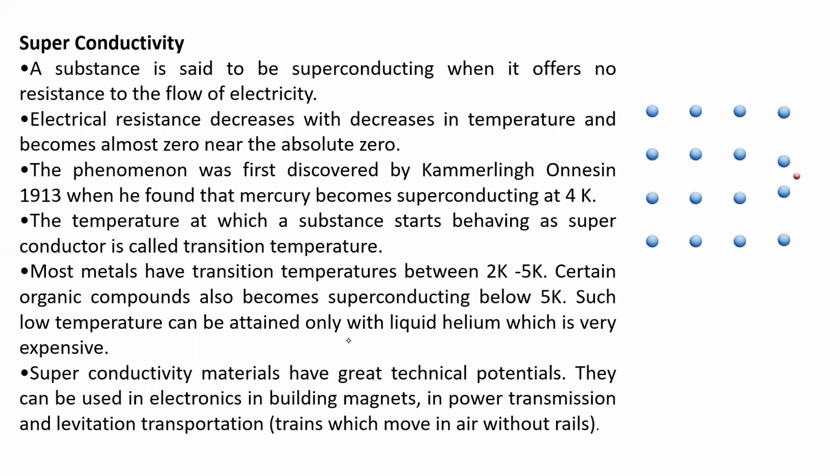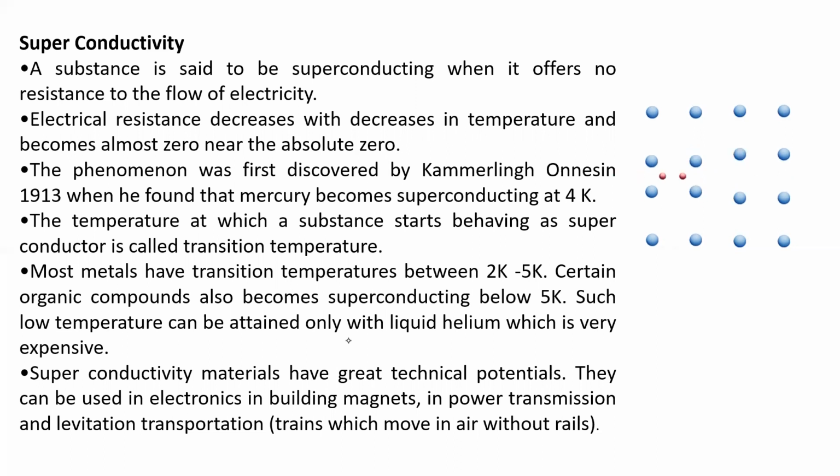Electrons move freely in all the directions as shown in the picture clearly. So the electrons are moving in all the directions, due to which it conducts electricity. The temperature at which a substance starts behaving as a superconductor is called the transition temperature. Most of the metals have transition temperatures between 2 kelvin to 5 kelvin. That is very, very low temperature, which is difficult to attain.